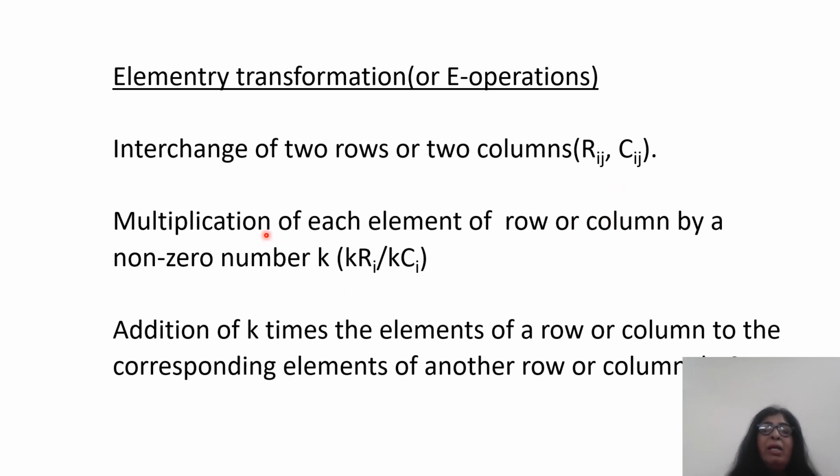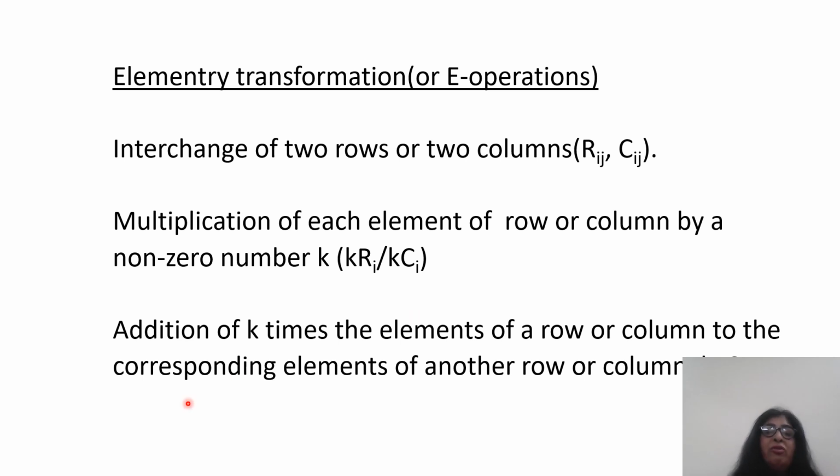Next you have multiplication of each element of a row or a column by a non-zero number k. So we multiply the row with some non-zero number k. For example, 2R2 means the second row gets multiplied by 2. Or you have 3Cj, or say 3C2, so the second column gets multiplied by 3.